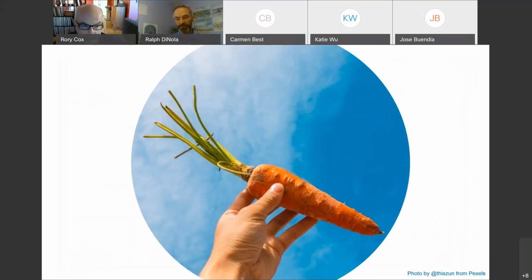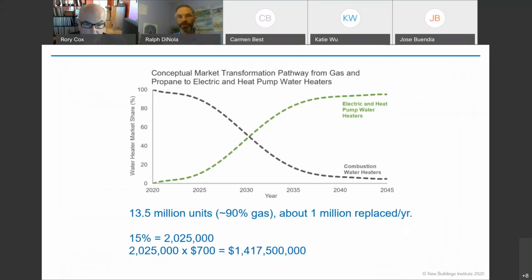There is a functional market in California for water heater installation and replacement. But are the incentives clearly available to contractors and to the end use consumers? So let's take a look again at this opportunity: 13.5 million units, about 1 million of them replaced each year.